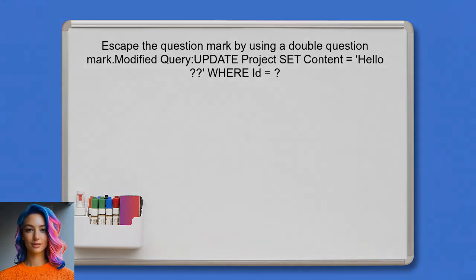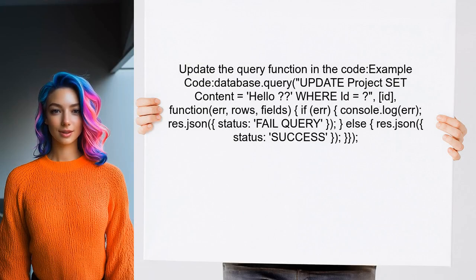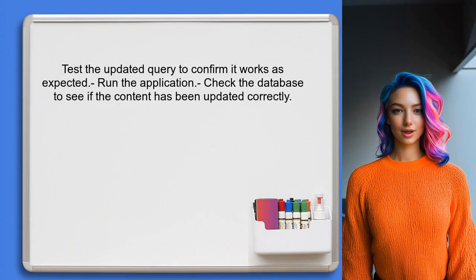Let's modify the query accordingly. Now, the user should update the query function in their code. They will replace the single question mark in the content string with a double question mark. This will ensure that the query executes without errors. Finally, the user should test the updated query to confirm that it works as expected. They can run the application and check the database to see if the content has been updated correctly.